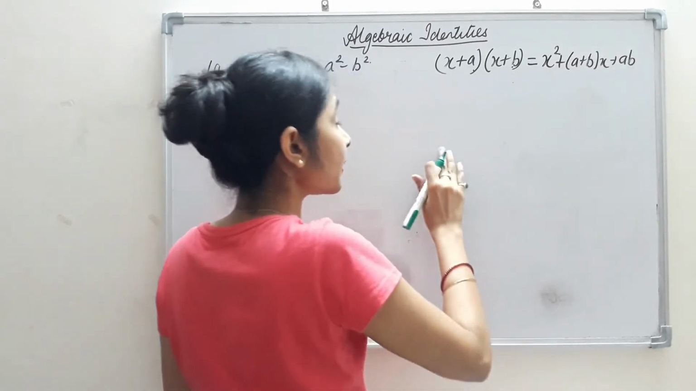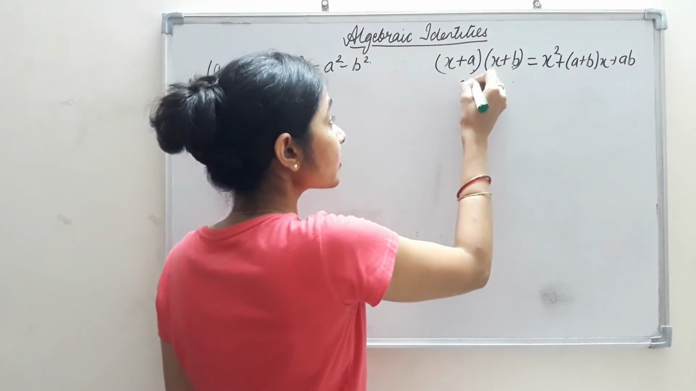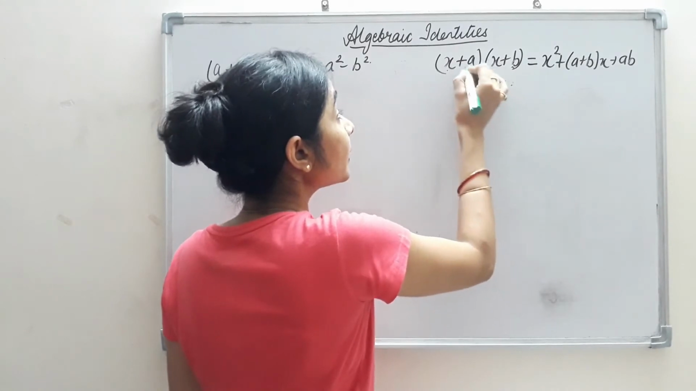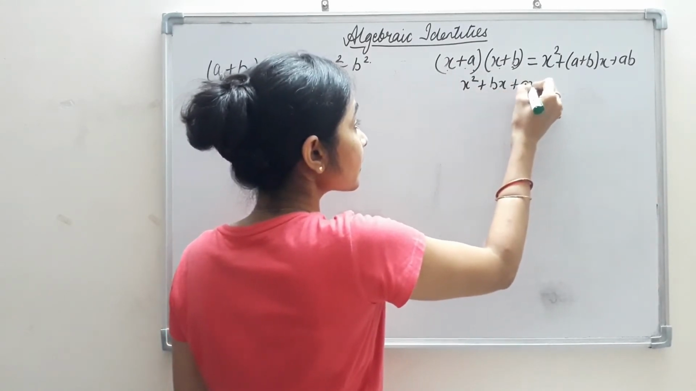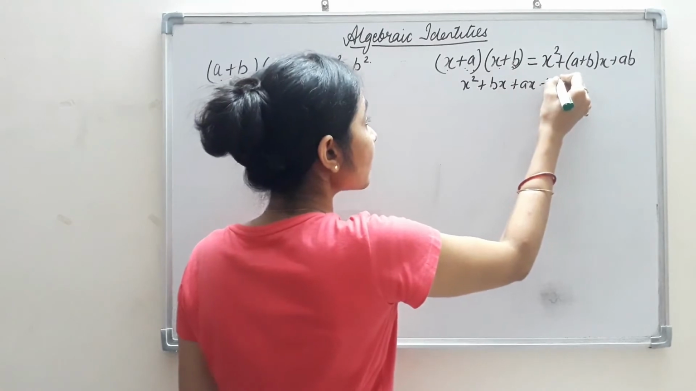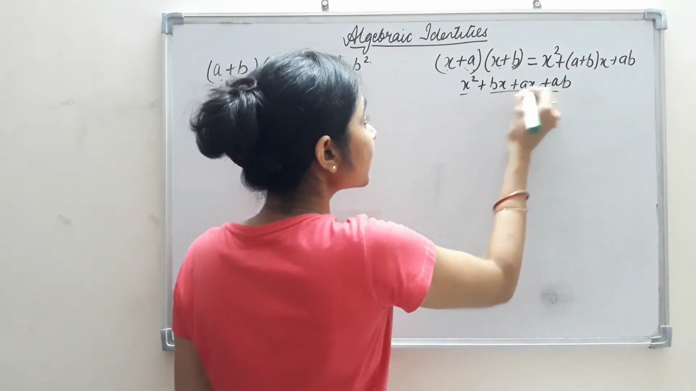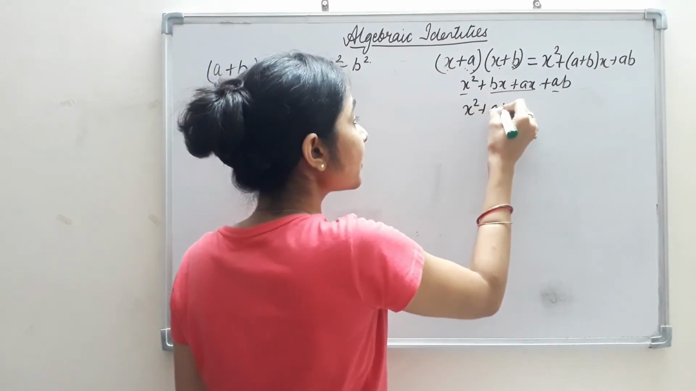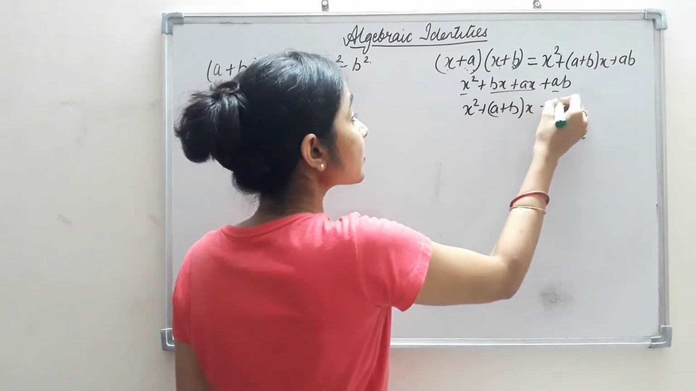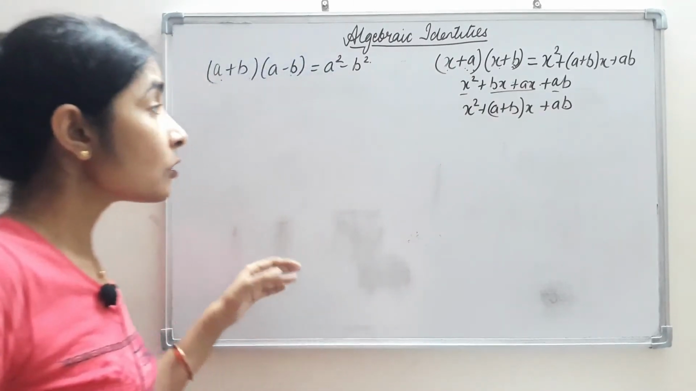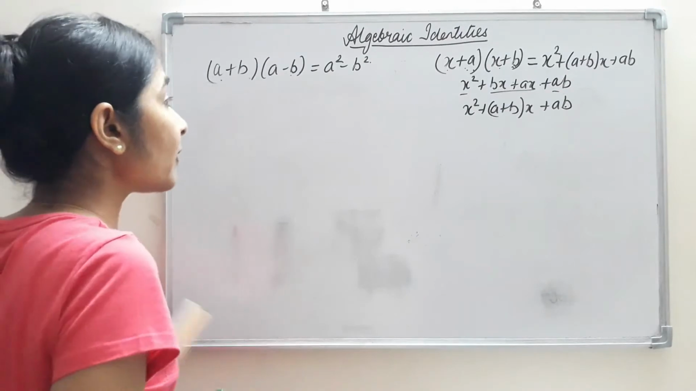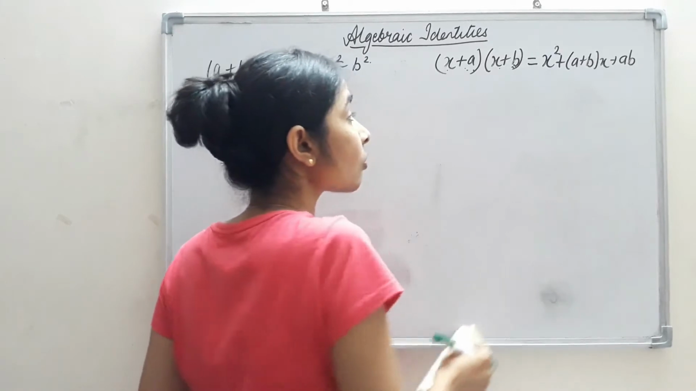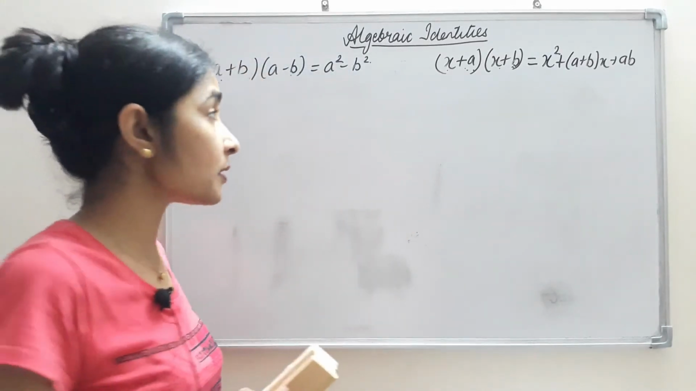Now how does this happen? Let us understand. X into x gives us x square, x into b gives us plus bx, again a into x gives us ax, and a into b gives us ab. Now these two are unlike terms, but these two are like, so we combine them. So what do we get? X square plus a plus b x plus ab. Like this we get the solution of it. So these are the identities which are true for any value of the variable, and we will just solve the examples and see how it comes out the same.